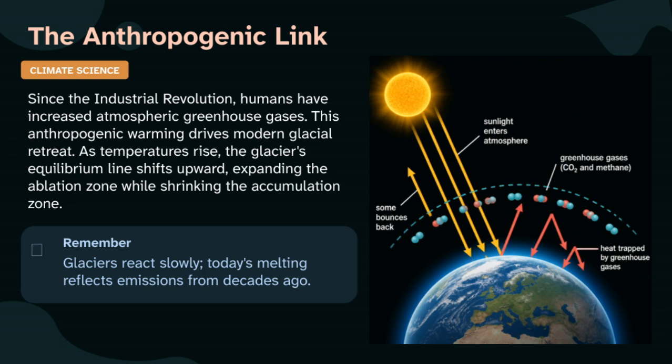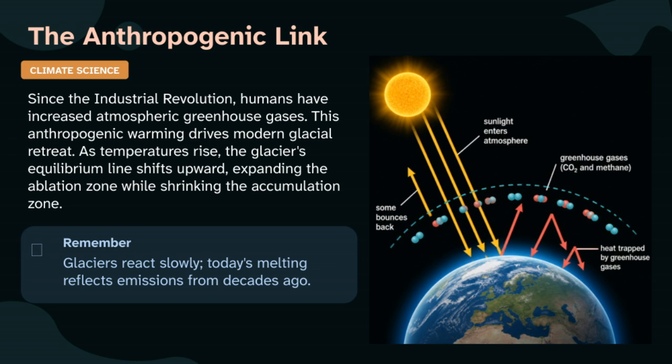But there is an important point: glaciers react slowly. The melting we see today often reflects warming that has been building for decades. That means even if emissions were reduced, some glacier retreat would continue because the climate system and glaciers do not respond instantly. Why might glaciers be described as evidence of long-term climate change rather than just short-term weather?